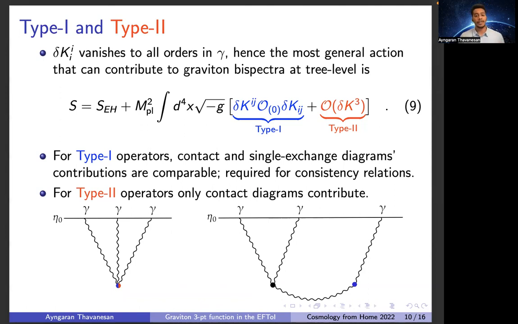There are also contact diagrams which contribute to the cubic wave function coefficient of gravitons. At this order, this exchange diagram is of a comparable size to the contact diagram that comes from these two building block operators, and indeed cancellations are required between these two diagrams for the EFT of inflation consistency relations to be satisfied, and we've checked this explicitly. For the red type 2 bispectra, only contact diagrams contribute since there are no corrections to the quadratic action.